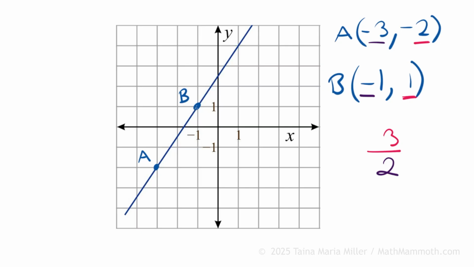We can also see it from the graph this way. Draw a triangle and look at this here. This here is 3 units. This here is 2 units. Later on, you will learn this concept as the slope of a line. And in that context, we call these the rise and the run.